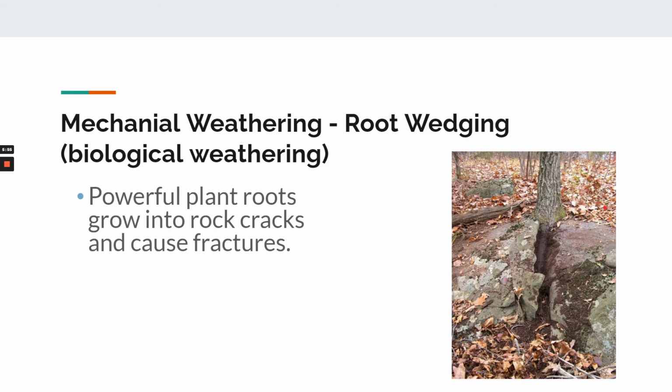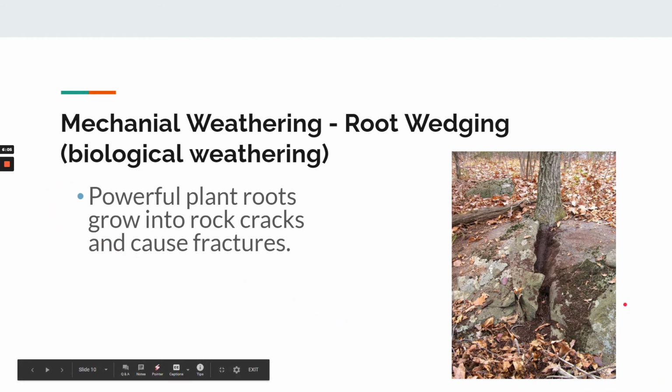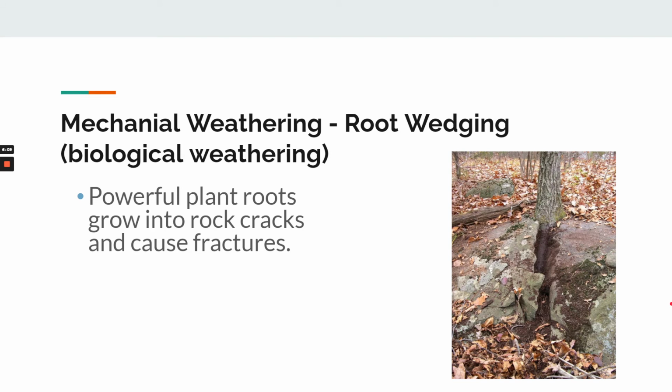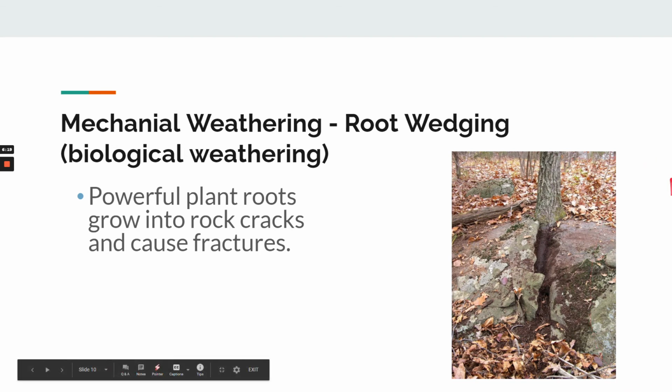Okay, then the next type of mechanical weathering is called root wedging or biological weathering. So either of those names could be used. A lot of things in this unit, there's words kind of used interchangeably, so I'm trying to include all of those vocabulary words as they may come up.